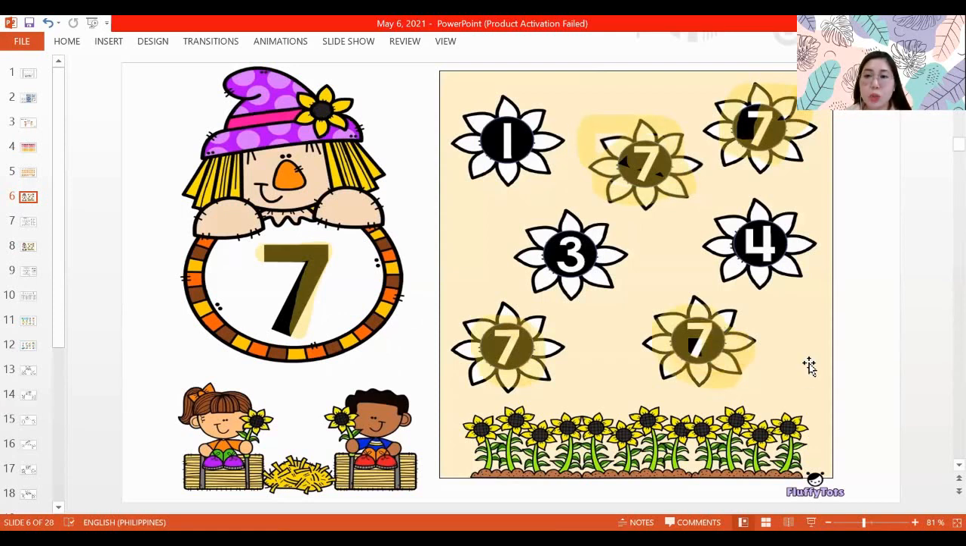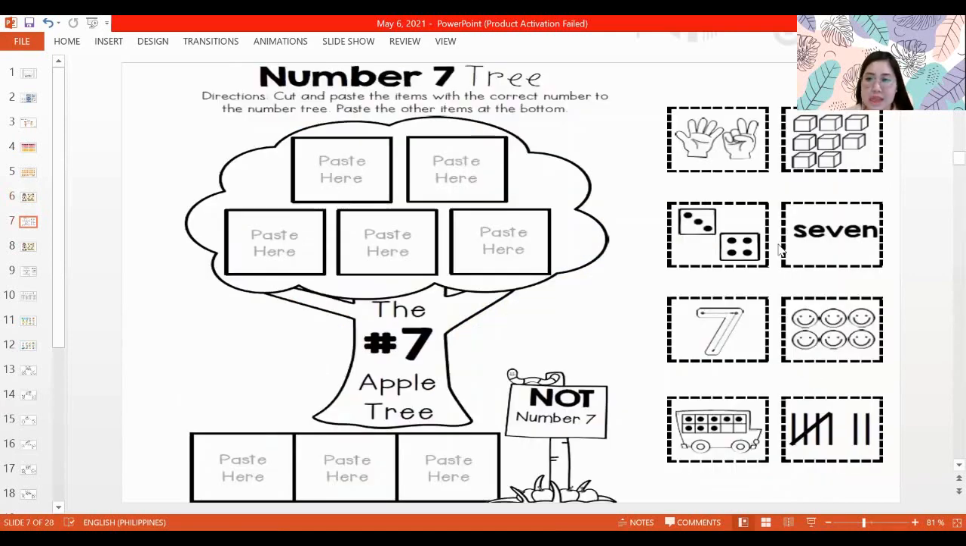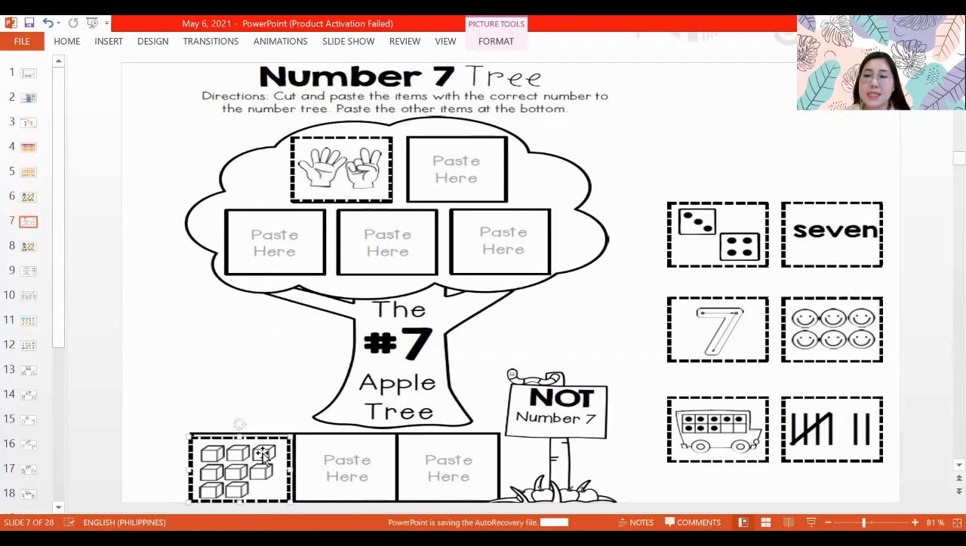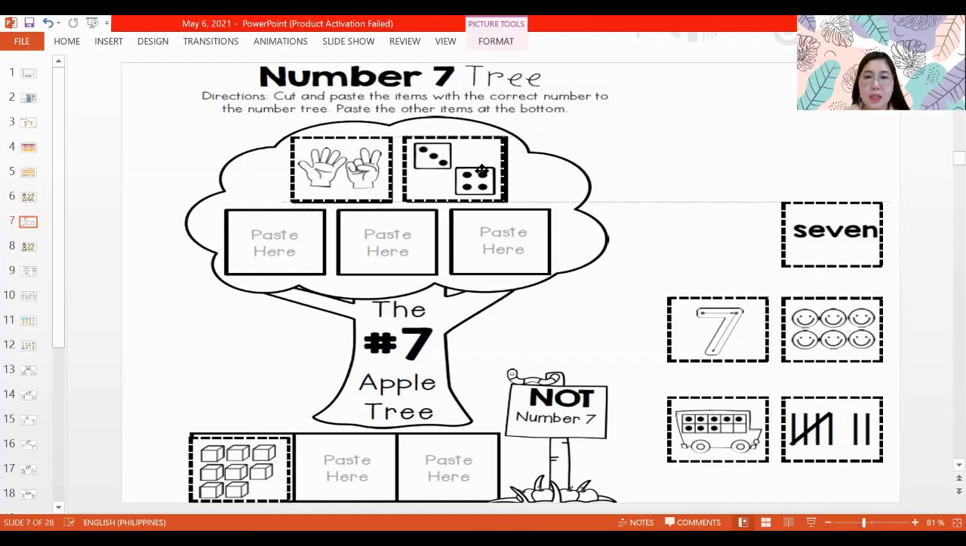Now let's proceed to sorting the pictures that show 7. So we always remember to mark and count. 1, 2, 3, 4, 5, 6, 7. That shows 7, so it should be here on the tree. Now let's count the cubes. 1, 2, 3, 4, 5, 6, 7, 8. Nope, that's 8. It should be here in the bottom. Now let's count the dots on the dice. 1, 2, 3, 4, 5, 6, 7. 7. So it should be here on top, not in the bottom.